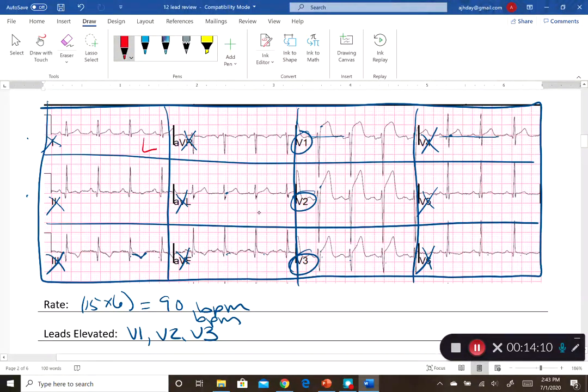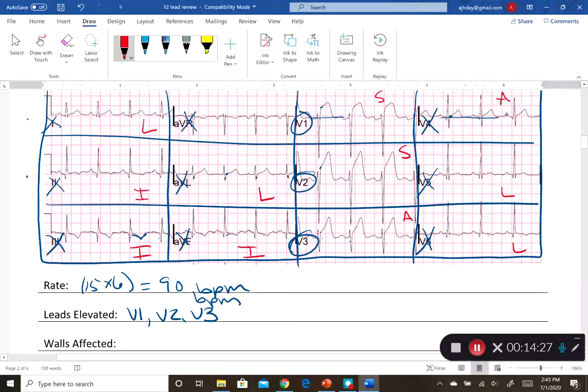I have my lateral wall in 1, AVL, V5 and V6. I have my inferior wall in the bottom left-hand corner. V1 and V2 are my septal walls. V3 and V4 are my anterior walls. So let's look at walls affected, and remember back to the lecture, there have to be at least 2 contiguous leads. So that's about to play in this one right here.